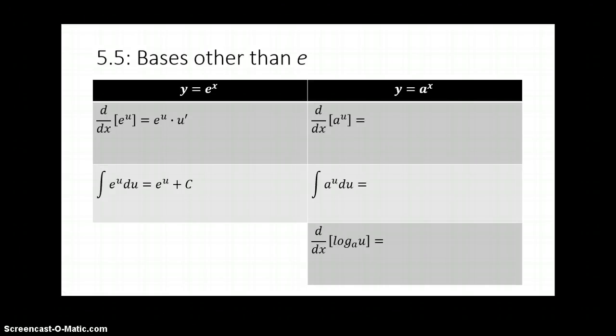Okay, the last video before your test, 5.5, bases other than e. So that's the derivative and the integral of exponential functions in the form a to the x, where a is a real number, just not the number e.